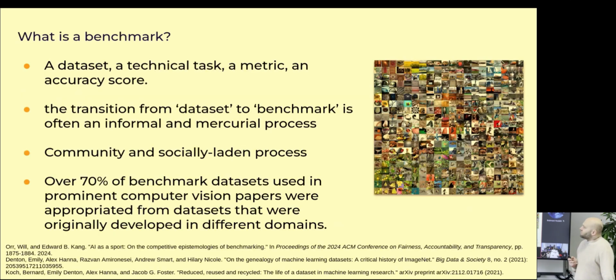Now, a benchmark has been defined also as a set of different things, which include a data set, a technical task, a metric, and an accuracy score. Okay? So, what happened? And suddenly we come to a benchmark, this definition of benchmarks from simply being a data set. Can you think of any reasons?